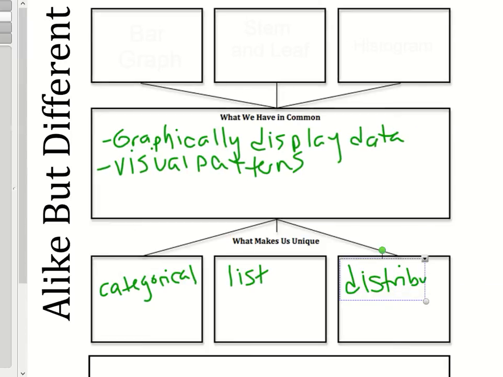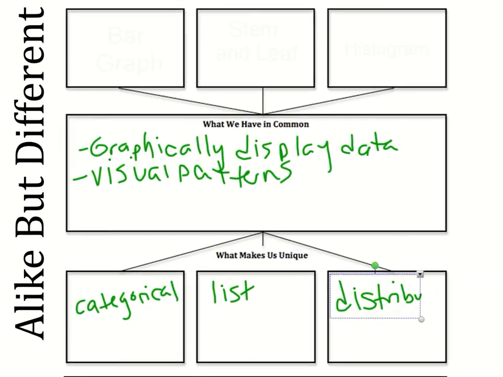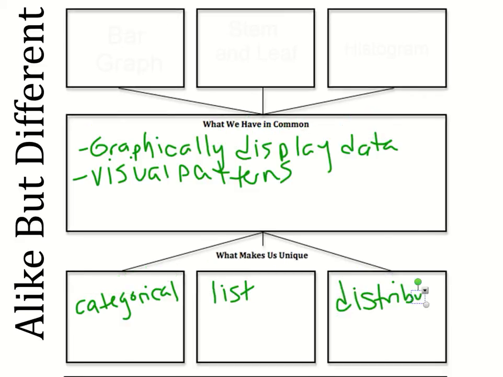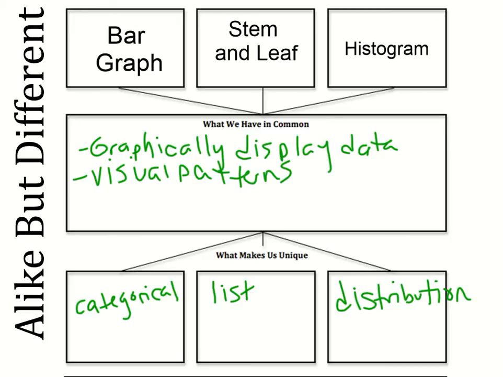I don't know what just happened. There we go. Sometimes my pens start to go crazy on me. There we go. And so that is when we talk about bar graphs, stem-and-leaf plots, histograms, some of the similarities and some of the differences.